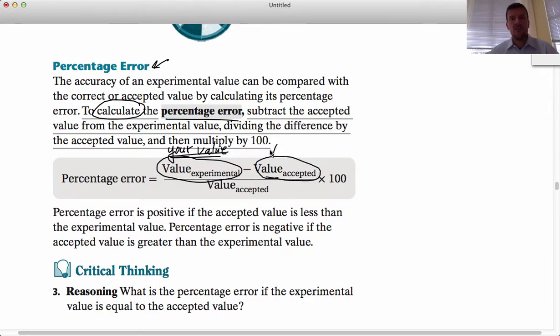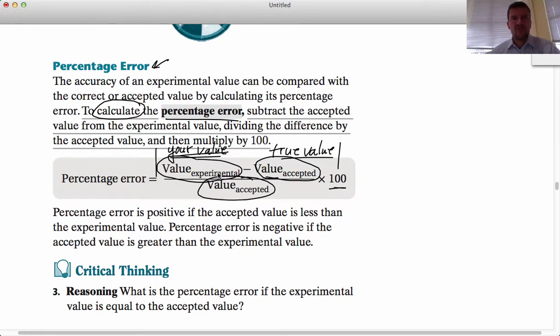The accepted value would be like the value that is the actual value that is believed to be for whatever you're trying to measure, okay? And then you're going to take that difference. Actually, you should probably take the absolute value of that so that it's not negative. We just want to find a positive percentage error, and then divide by the same accepted value, and then multiply by 100 in order to get a percentage, okay?